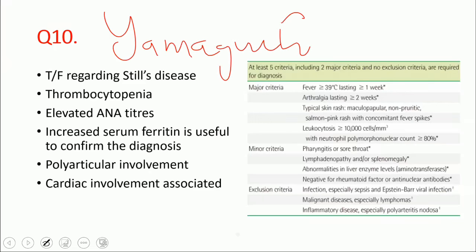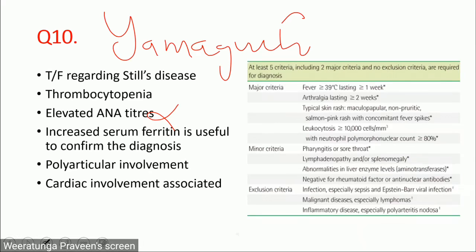Right? Yamaguchi criteria. But an important prerequisite for this criteria is that you have to exclude other differential diagnoses. That is the whole idea of that criteria. In order to apply it, you have to exclude all the other differentials. And autoimmune diseases like SLE come into the differential, and in Still's disease, the ANA is not elevated, right? That is not a feature of Still's disease.